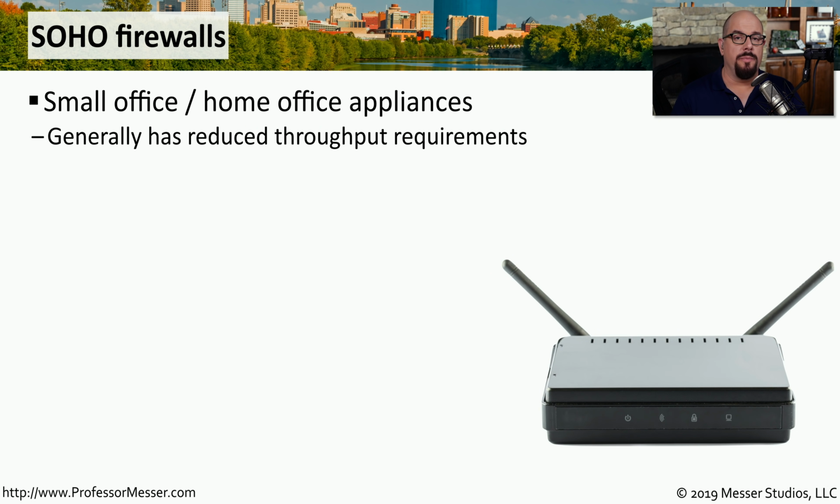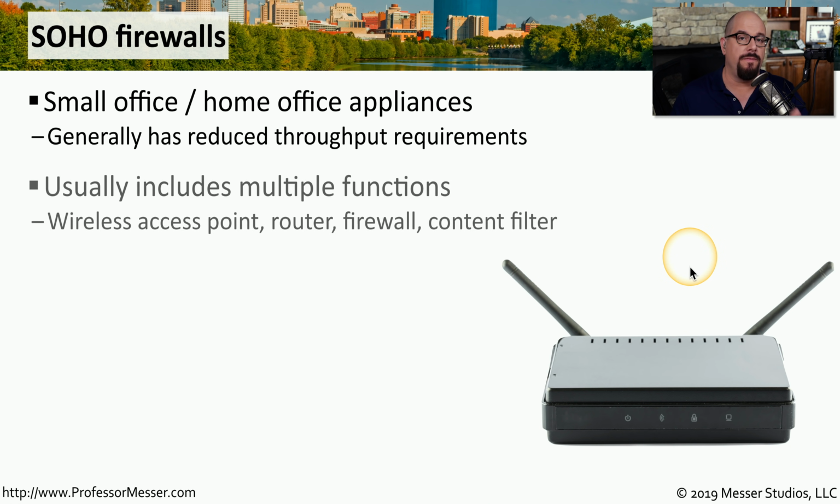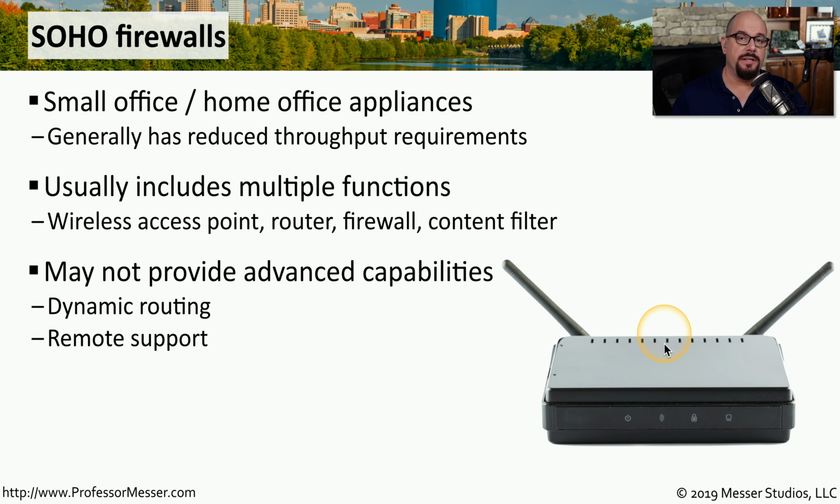The throughput requirements for a small office or home office are often much less than you would find in a much larger environment. Because of that, we're usually implementing a single appliance to perform firewalling and wireless access capabilities. There's usually content filters built into this, and you can do it all through this single component rather than having multiple devices connected to the network.